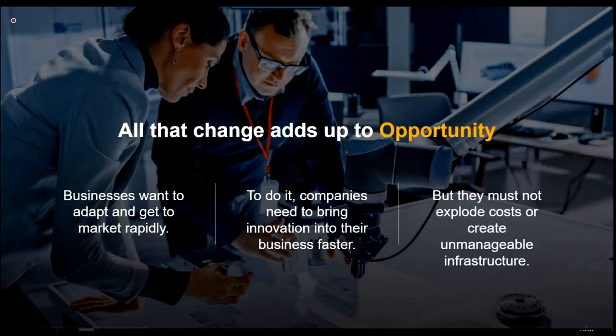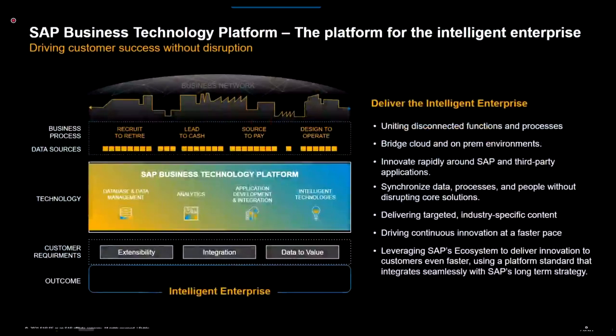So if you go to the next slide, again, what do all these numbers add up to? Opportunity. So our shared customers want to adapt, they want to invent, and they want to push new ideas to market faster than they ever had before. And to do it, they need two things. One, they need a way to manage the overall environment, and they need a way to incorporate innovation into their regular activities so that innovation is a constant that's continually pursued and it regularly brings new innovation into the business. And this all, of course, has to be done without exploding costs and creating an unmanageable IT infrastructure.